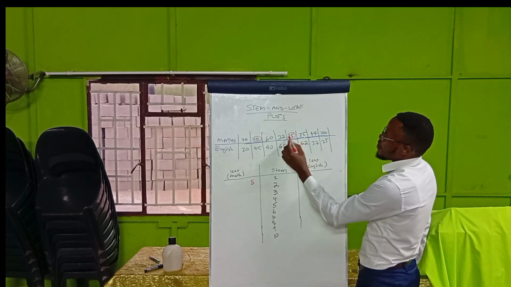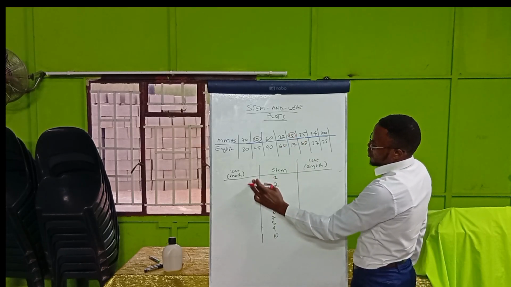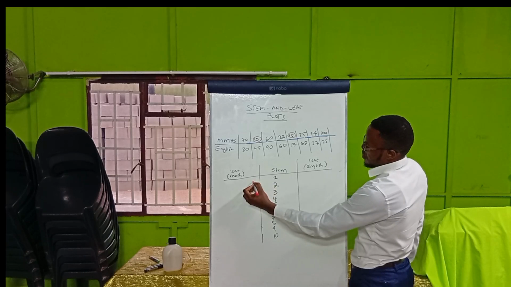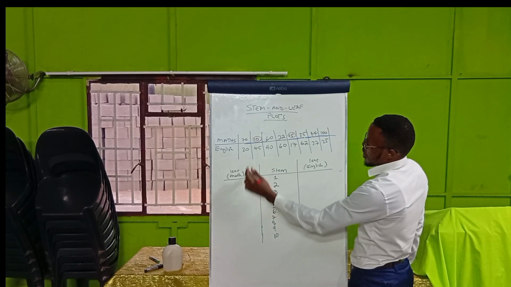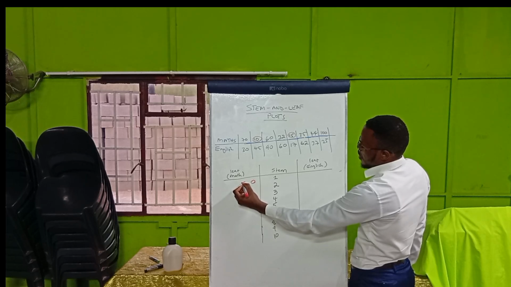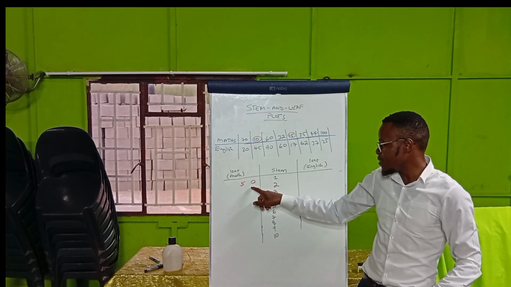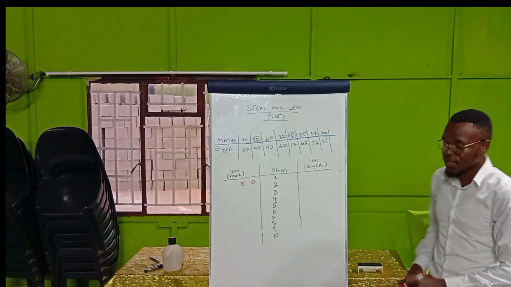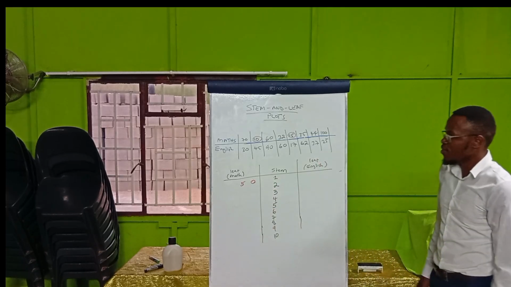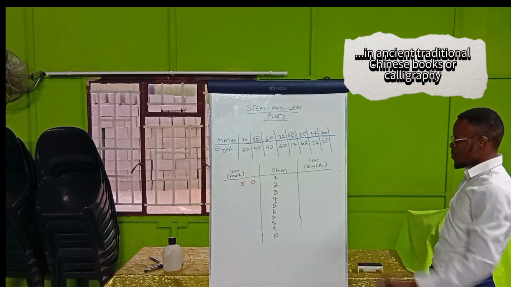I also have a 15, so I'll start with a 0 for the 10, and then leave some space, write a 5. So when you read this, it is 10, 15. You read it from the right to the left for mathematics. So it's more like the Chinese, I guess they read from the right to the left.